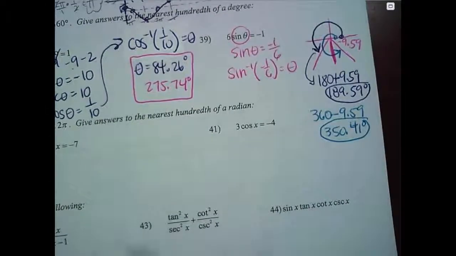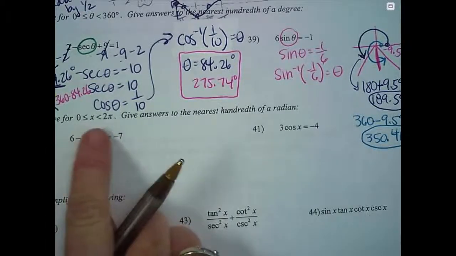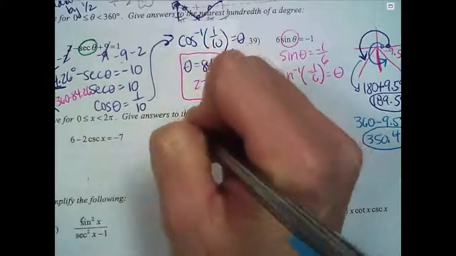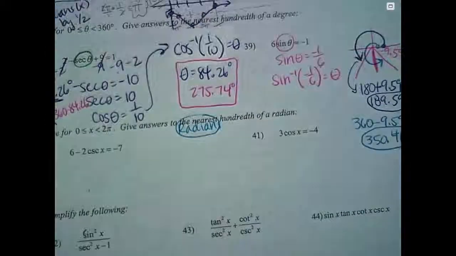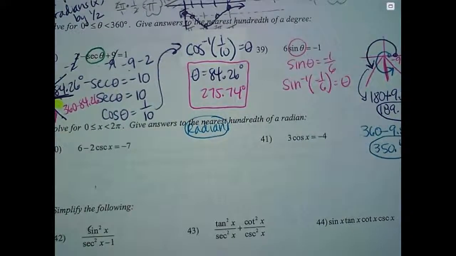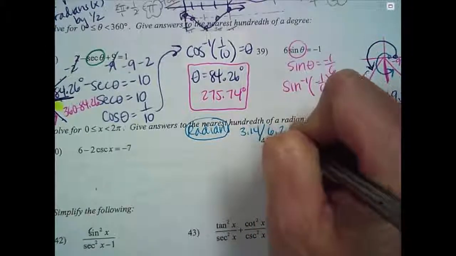Now let's do this one. The difference is, what's it in instead? Radians. So get your calculator, change to radians. You want to be in radians. And instead of using 180 and 360, we use 3.14 and 6.28. You might write that down to help you.